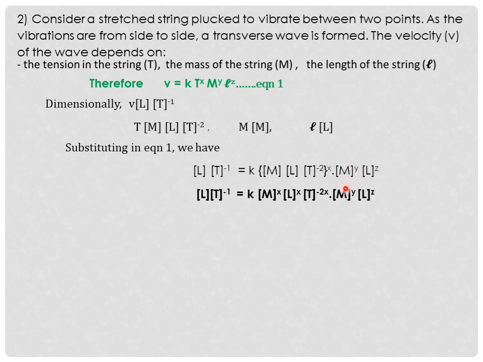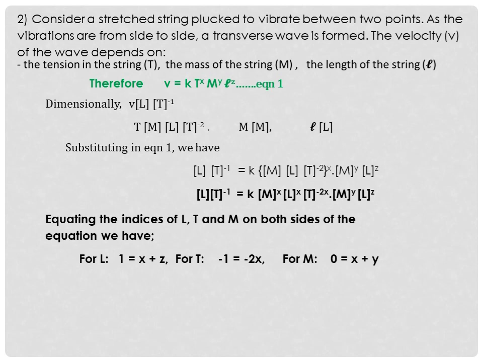M raised to the power y, and l raised to the power y. We're still going to do the same. We are equating terms on both sides. Equating the indices of L, T, and M on both sides of the equation, for L we see that on the left-hand side, L is raised to the power 1. For L, we have 1 on the left-hand side is equal to, on the right-hand side, L raised to the power x, and L raised to the power z. So we have x plus z.